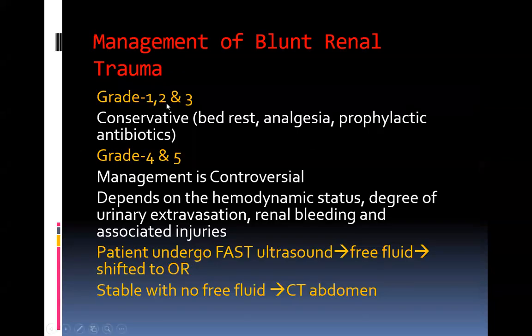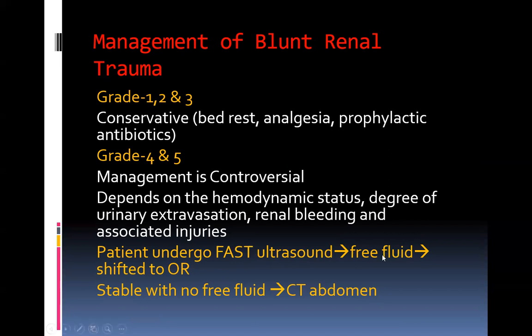So what do you do with grade 1, 2, and 3? Just conservative. Just keep them on bed rest, put them on analgesia, antibiotics, and observe. If it is grade 4 and 5, the management depends on the hemodynamic status. If he's hemodynamically stable, you can wait and see. But if he's bleeding inside, then you need to do a FAST ultrasound. FAST ultrasound means you just go in and see whether there is blood inside the peritoneal cavity. If there is blood or fluid inside the peritoneal cavity, that means he's bleeding inside. Because in a normal person, you would not see fluid inside the peritoneal cavity.